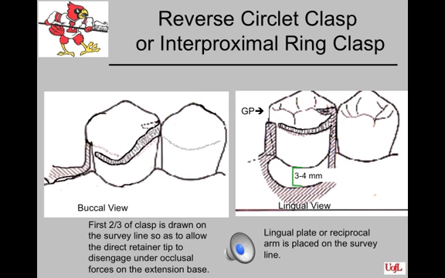The guide plane and the guide plate are prepared as in the previous clasp assemblies that we discussed. The reciprocal component is also a cast clasp arm that is drawn on the survey line. The partial dips 3 to 4 millimeters below the marginal gingiva, and the lingual bar at that point must be a minimum of 5 millimeters in width in order to provide strength for the prosthesis. If there's insufficient room, we plate the tooth at the survey line.